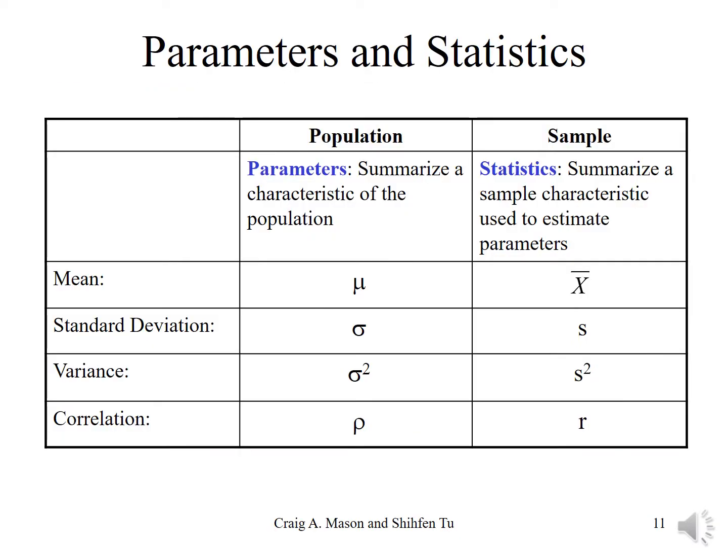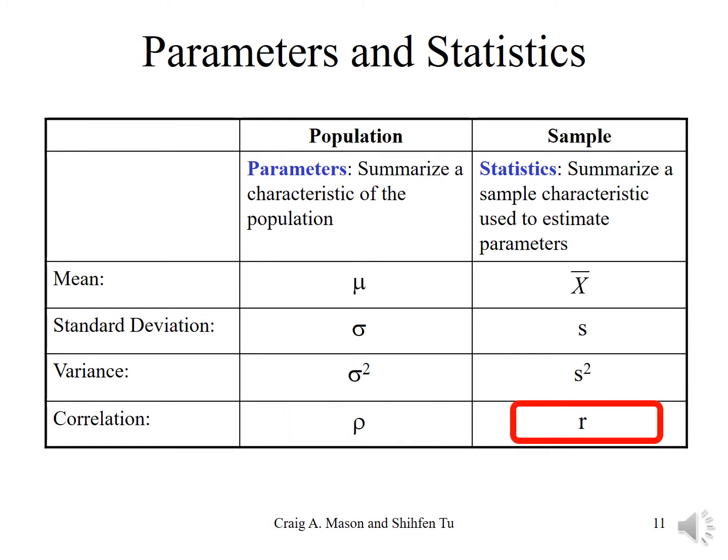Okay? Continuing with the symbols for different parameters and statistics, sigma squared is the variance in the population, which we estimate with the variance in our sample, that lowercase s squared. Now, the same principle applies to other characteristics of populations and samples. For example, the correlation coefficient between two variables in the population is represented by the Greek letter rho, while the correlation between those variables in the sample is represented by r.